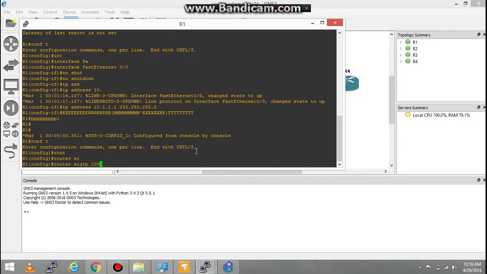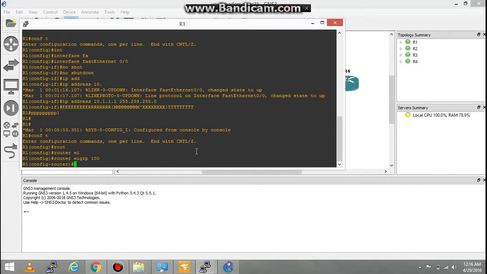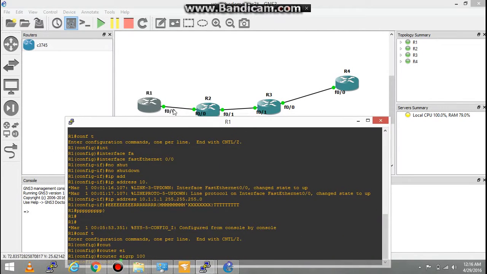The autonomous system number just specifies that all the routers belong to one particular community or one particular company, and it is different from any other company. That's just the use of autonomous system. You can also give it a different number, but in that case the neighborship won't be found because they belong to two different companies.